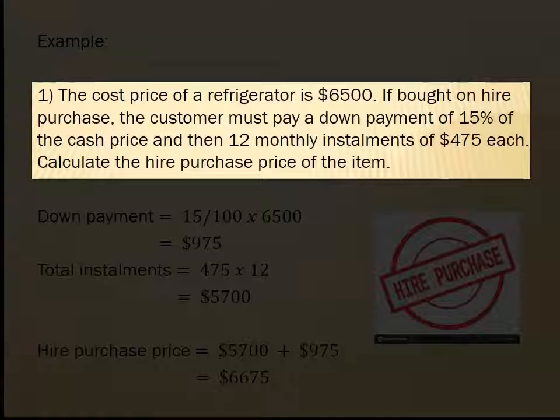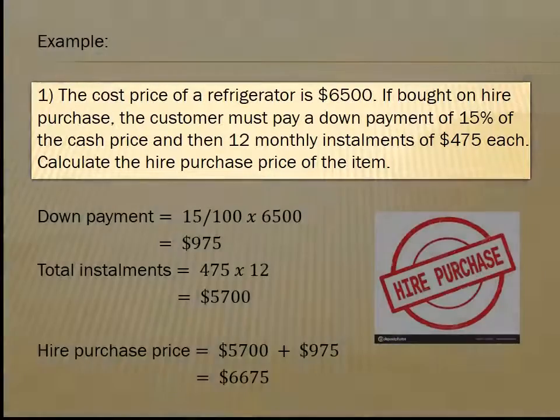Let's look at some examples. In number 1, the cost price of a refrigerator is $6,500. If it is bought on hire purchase, the customer must pay a down payment of 15% of the cash price and then 12 monthly installments of $475 each. Calculate the hire purchase price of the item.